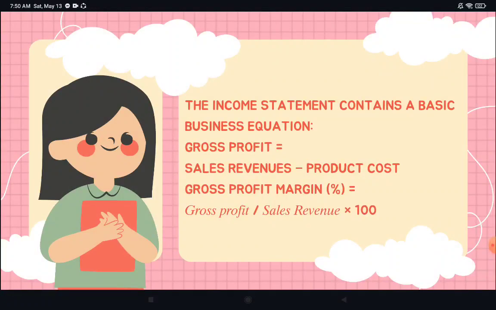So these are the formulas we will use. The income statement contains a basic business equation. Gross profit is equal to sales revenue minus product cost. So, pag solve natin ang gross profit, ay i-subtract lang natin yung sales revenue sa product cost. Gross profit margin, or the percent, is gross profit over sales revenue times 100.